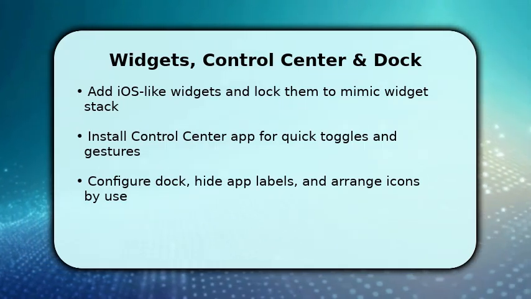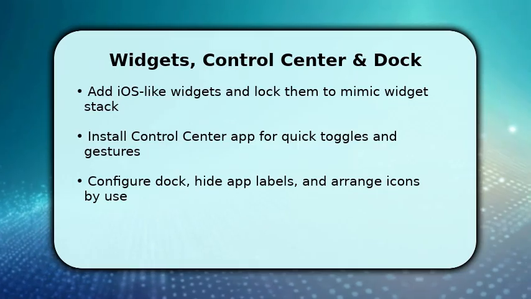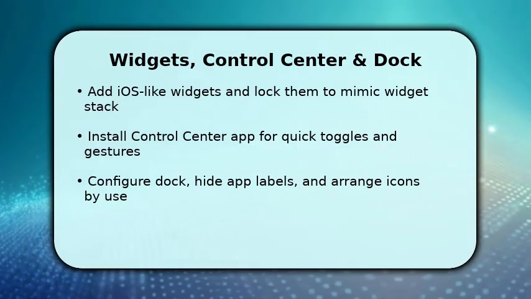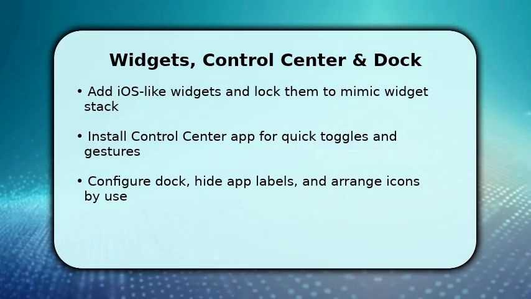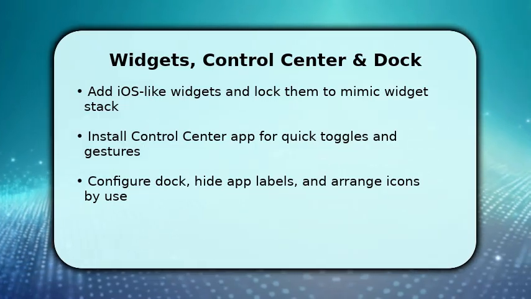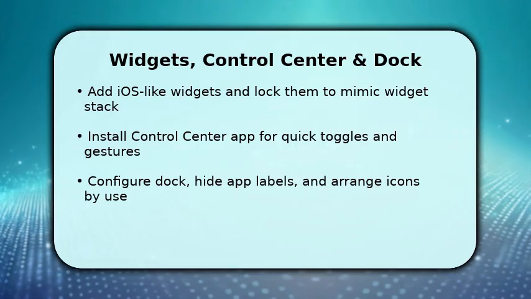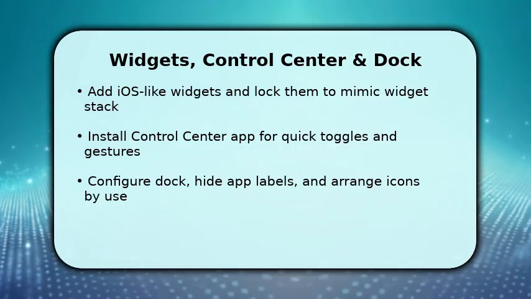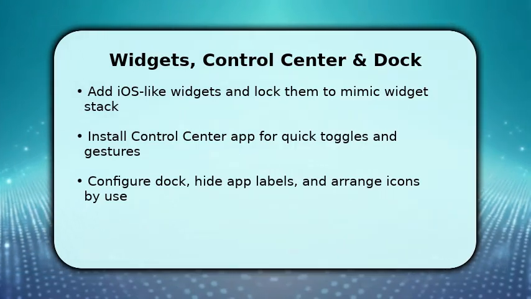Then install a control center app, grant overlay and accessibility permissions, and assign phone, messages, and browser to the dock. Make sure to hide app labels and set the grid so icons align like iPhone. This is why the phone starts to feel familiar and consistent.